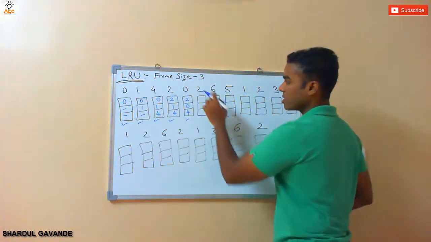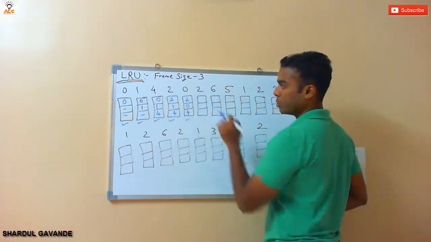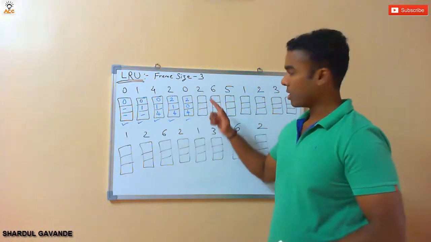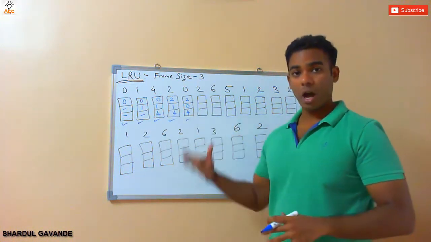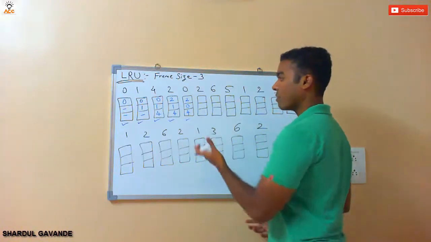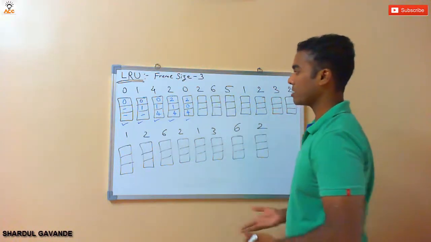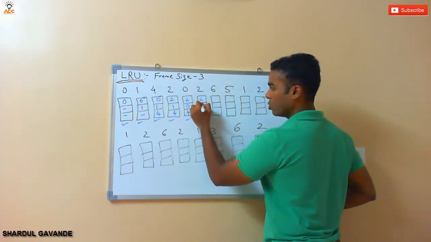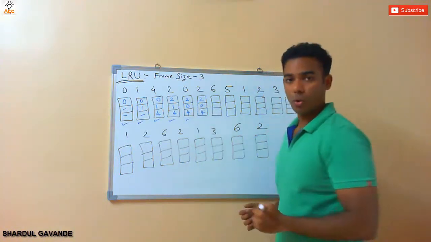Next is number 2. We already have 2 present, so we have a page hit here. A page hit means the number is already present in our memory blocks. So there is no need to change anything. Keep the same thing: 2, 0 and 4.